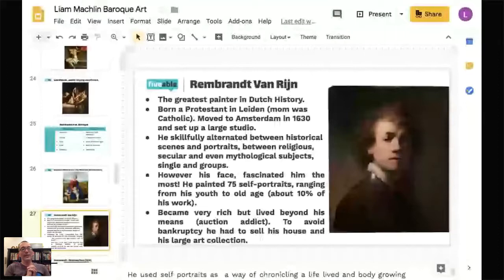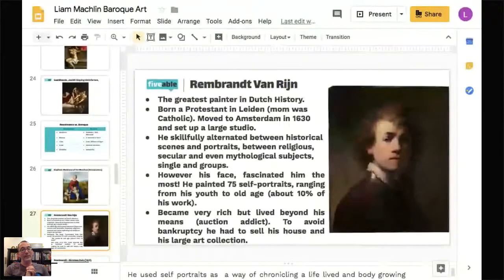Now, an interesting thing that he focused on most of his life: around 10% of his paintings are self-portraits. He was very, very interested in his own face. Some people say that's egocentric, but it's interesting because we can see all these portraits throughout his life, and we can see a person aging, from a young artist until we see him as an old man.